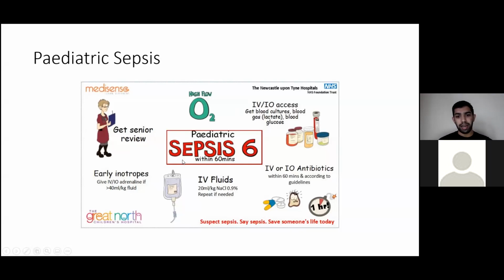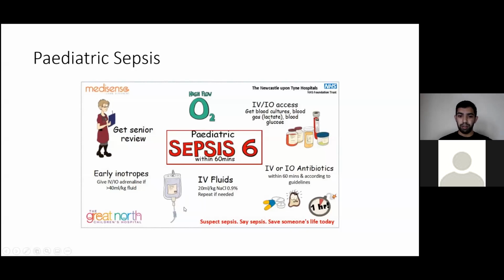So you actually have 3 hours to initiate the pediatric sepsis 6 if you aren't sure if the child is septic or not. If you have a strong suspicion of a child being septic, you should do it within 1 hour. But the latest guidelines have been updated since this graphic was created a few years ago, and you have up to 3 hours. Okay, but the key thing to note is that the pediatric sepsis 6 is slightly different to the adult one. And the key thing to know is that a senior review forms part of the 6.